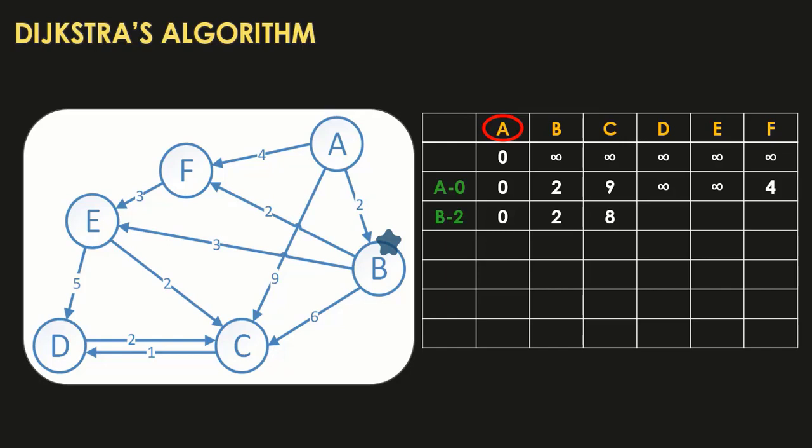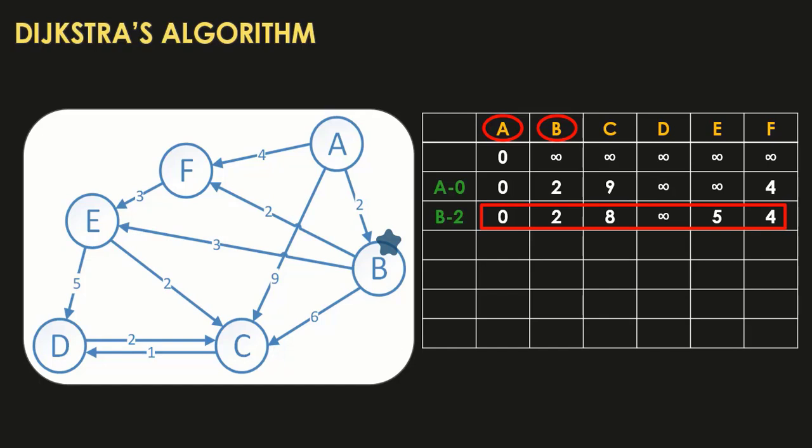Now from B we cannot directly reach node D, so that cost will remain infinity. From B we can reach E with the cost 3, and hence the total cost from A to E is 2 plus 3 equal to 5, which is better than infinity, so we will update that. Then from B we can move to F with the cost of 2, and the total cost from A is 2 plus 2 equal to 4, which is the same as the previous cost, and we will keep that as 4. So far it means that in 2 iterations the algorithm has found that from node A it can reach different nodes with these costs.